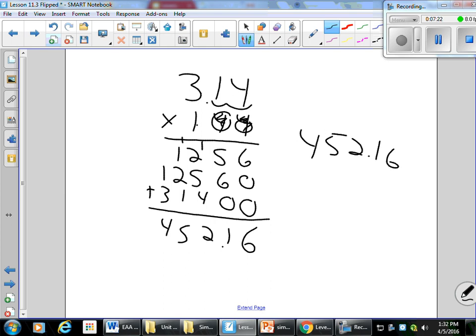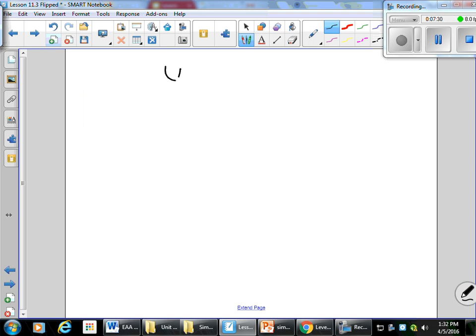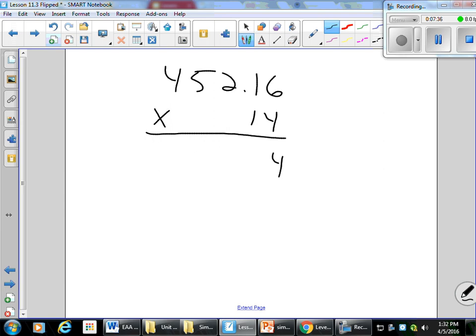452.16 is the area of my base. Now I'm going to multiply that number by 14, which is my height. Times 4, 6, 8. 4 times 5 is 20. 4 times 4 is 16, plus 2 is 18.